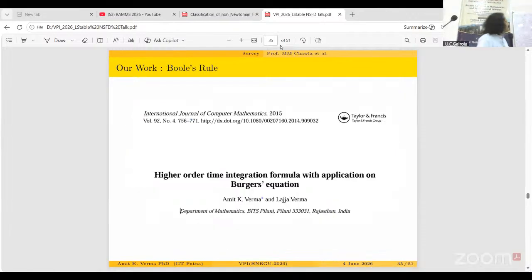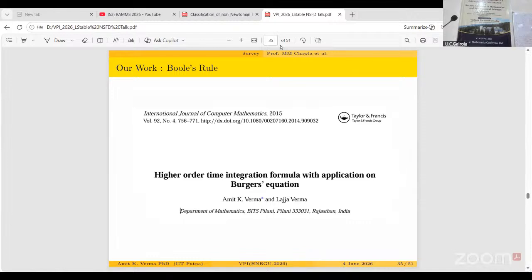Then we tried to increase accuracy further. So we use a polynomial of degree 4; Simpson's 3/8 uses a polynomial of degree 3. So we use a polynomial of degree 4. That is called Boole's rule.